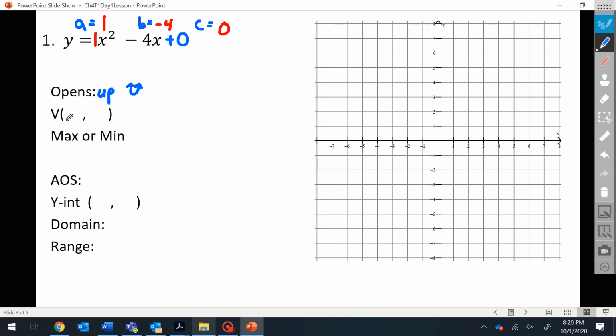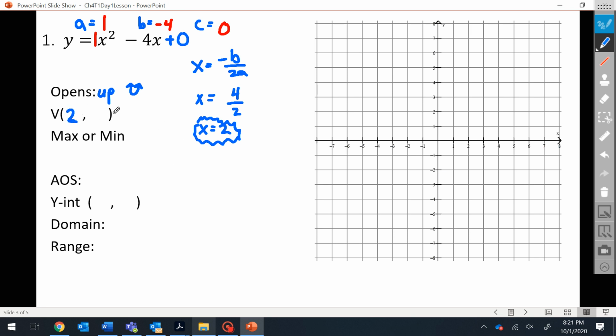Alright, so we're looking for the vertex next. We need to use the equation x is equal to negative b over 2a. This will give us the x-coordinate of the vertex. We just substitute the b and a from the equation into this formula. So negative b is negative 4, so that would be positive 4. And then 2a is 2 times 1, so that would be 2. And 4 divided by 2 is 2. So the x-coordinate of our vertex is 2.